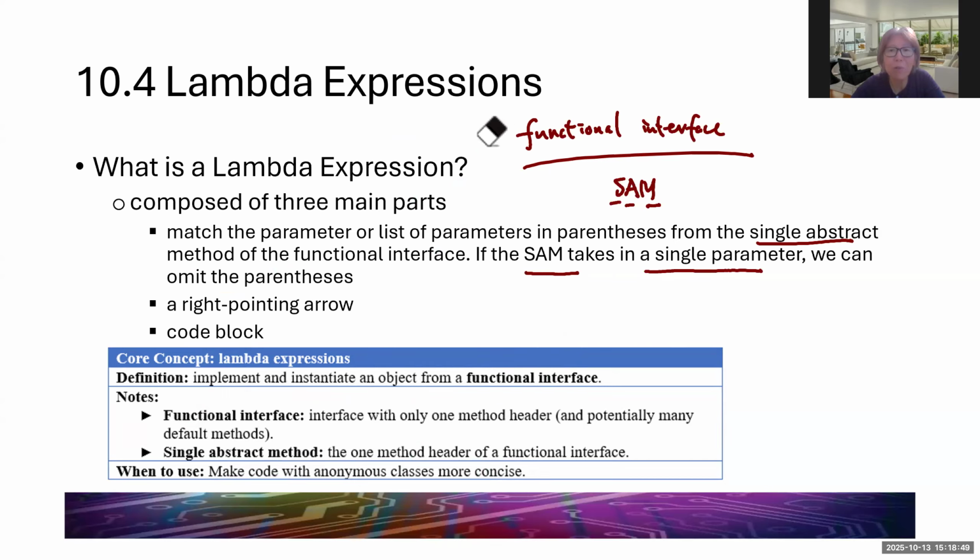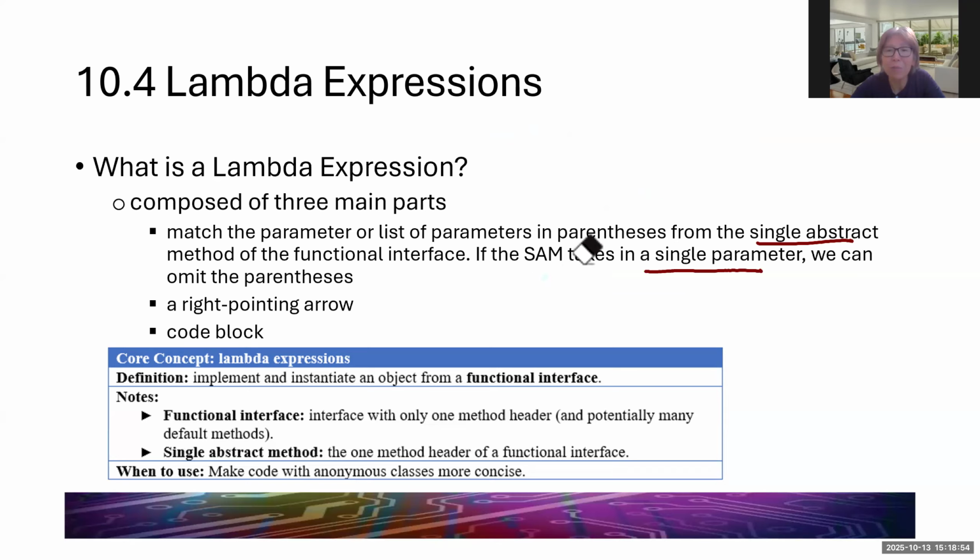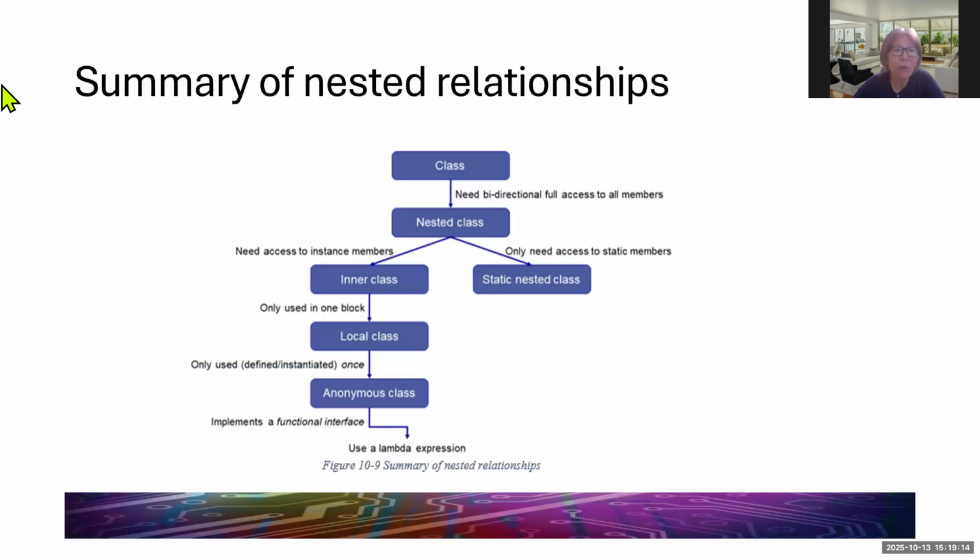In this lecture, we discussed four concepts. Nested class, where there are two types, non-static versus static, then local class, then anonymous class, and then lambda expression. We discussed the nested relationship in this chapter, so let's summarize.